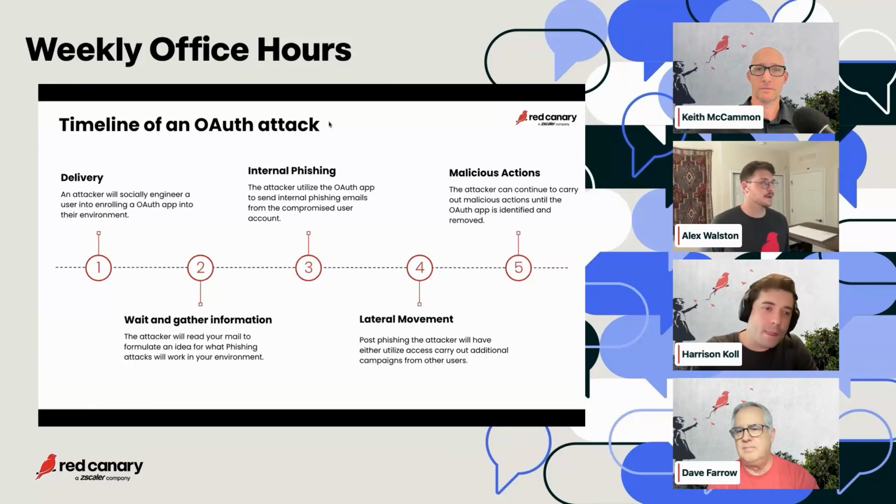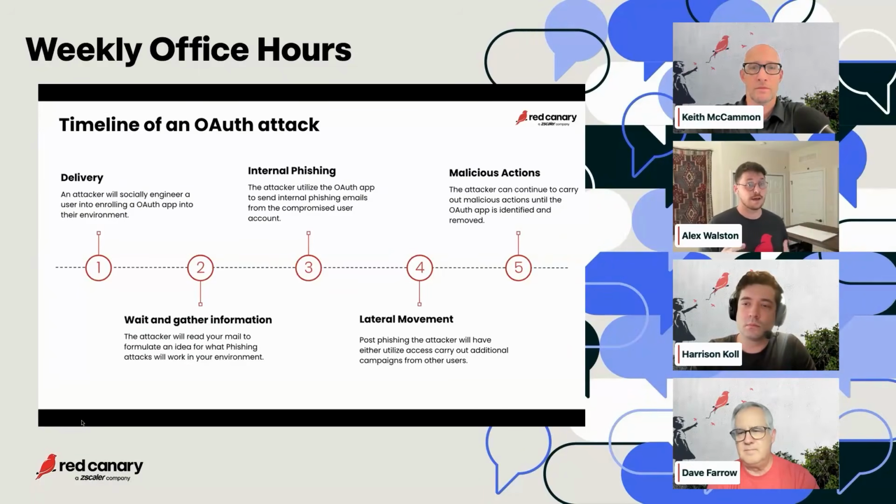Absolutely. All right, so this is a real attack we saw in the wild, and it's a quick timeline of how it played out. Typically, OAuth app attacks start with delivery through social engineering or a phishing lure saying, hey, you need to install this app. And this could be either Trojanized or just inherently malicious itself.